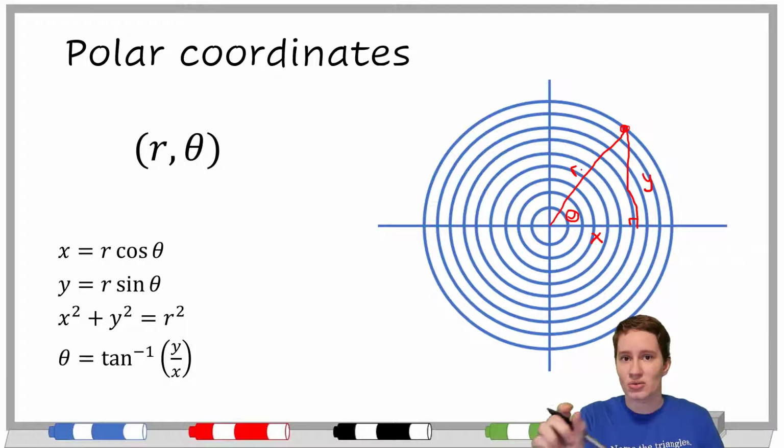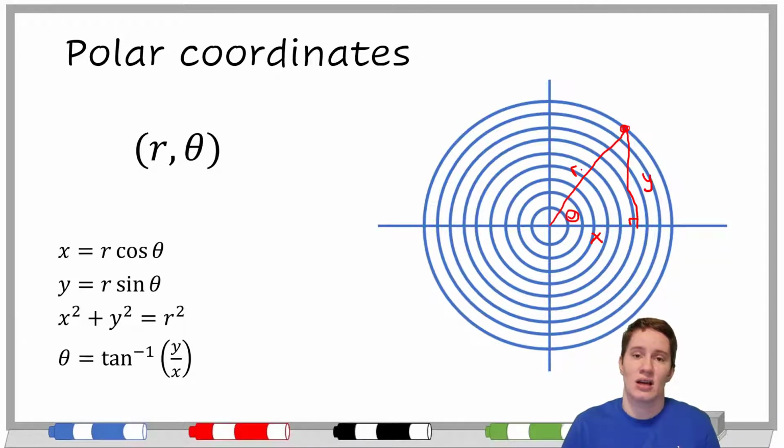So we use cosine to find our x because it's talking about the adjacent side. We use sine to get y because that's our opposite side. So hopefully those two formulas make sense, that x equals the radius times cosine theta, y equals the radius times sine theta. If we're going the other direction and we're given a rectangular coordinate and we want to change that into polar coordinates, again, we're just using what we know about right triangles.